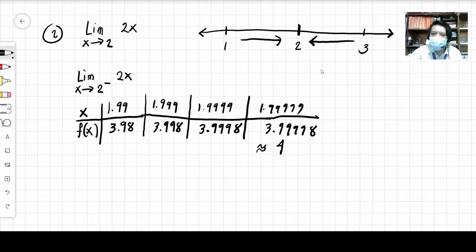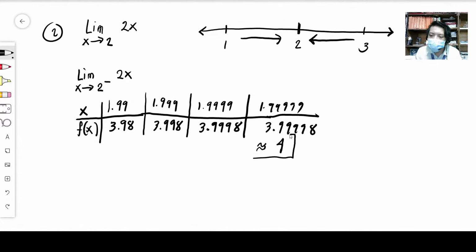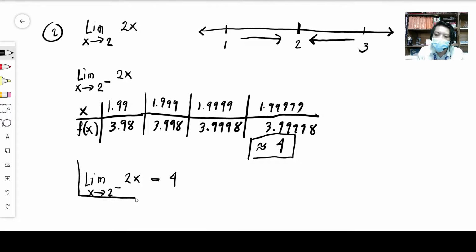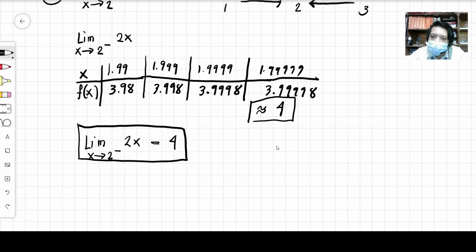This means that this 4 is the left-hand limit of the function 2x. So we can say that the limit of 2x as x approaches 2 coming from the left is equal to 4. So this is the left-hand limit of the function. Take note of the definition from earlier: the limit only exists if the left-hand limit and the right-hand limit are equal. So let us solve first for the right-hand limit.